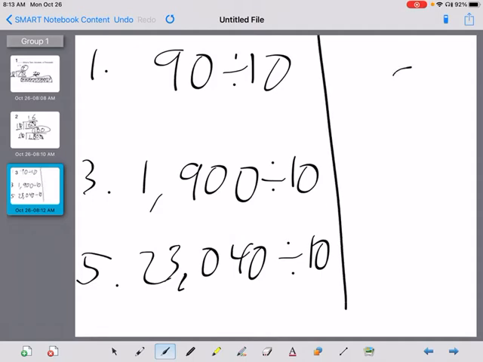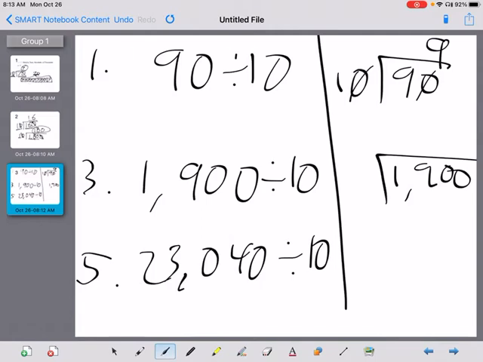All right, so I am looking at these on here. 90 divided by 10. Well, I'm using that same thing. Cancel those out. 1 goes into 9. Oh, 9 times. That one's pretty easy. 1,900 divided by 10. All right, well, 1 0 cancels out 1 0 here. 1 goes into 190. Boom, 190 times.